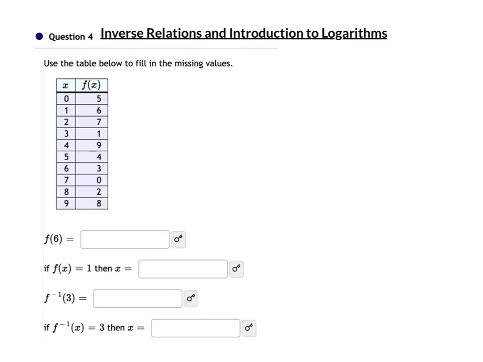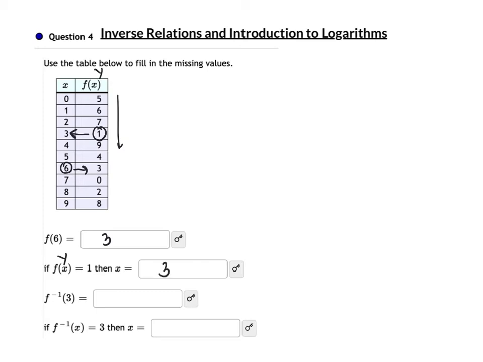Question 4. Use the table below to fill in the missing values. F of 6, this is the original equation. F of 6 would equal 3. If f of x equals 1, don't forget that f of x is just y. This is the normal equation. If y is 1, look at the table here and look for y values. Right here is 1. If y is 1, we know that x is 3.